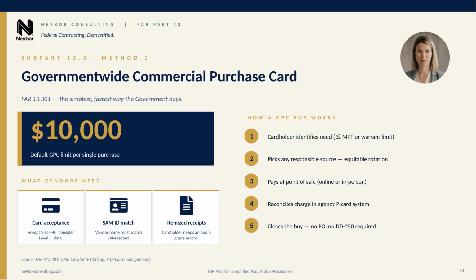On the right is the typical buy. The cardholder identifies a need, picks any responsible source, pays at point of sale, reconciles the charge in the agency's P-card system, and closes the buy. There is no purchase order, no DD250 receiving report. The whole cycle can take less than 10 minutes.